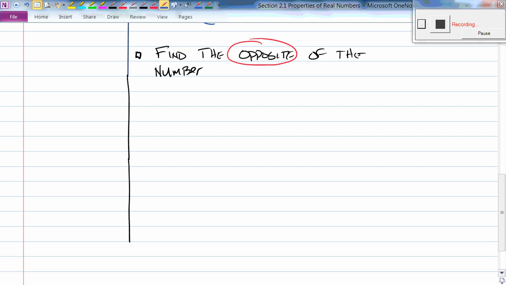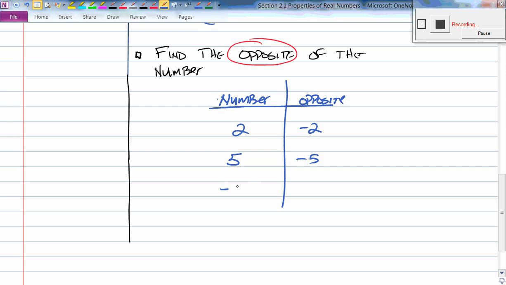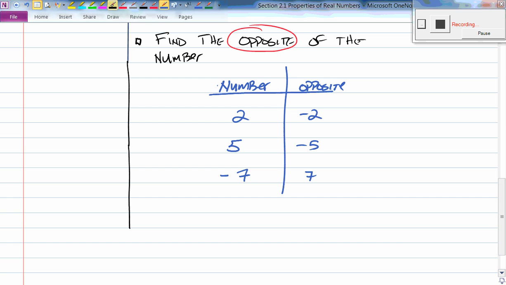So the number is 2. So here's the number. Here's the opposite. All right, if I give you 2, what's the opposite of 2? -2. That's a pretty easy one, right? What about the opposite of 5? -5. What about the opposite of -7? +7, right? So opposite has to do with sign. And when we talk about opposite, that means we also introduce the idea of absolute value.